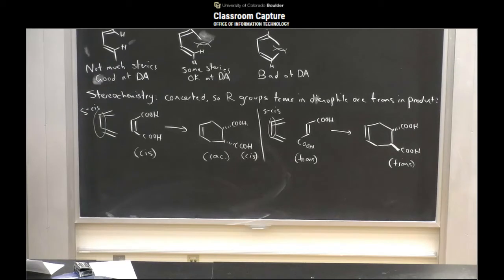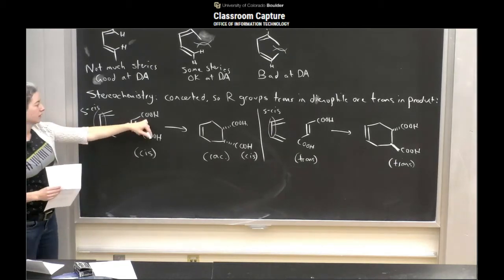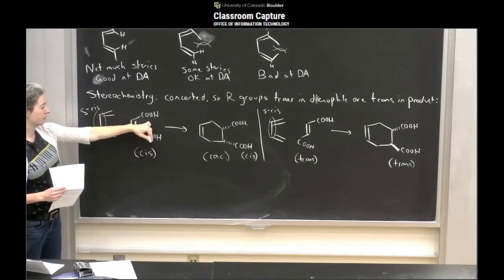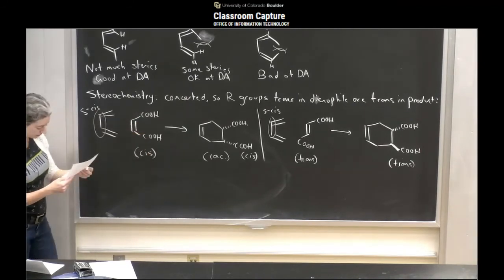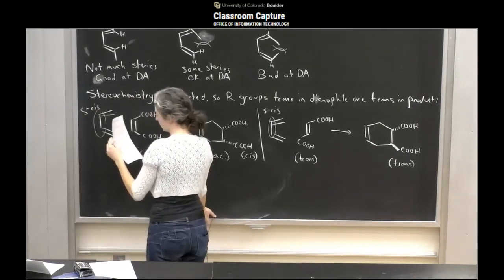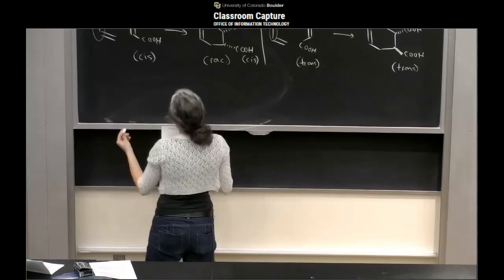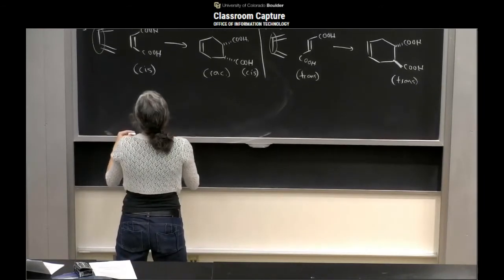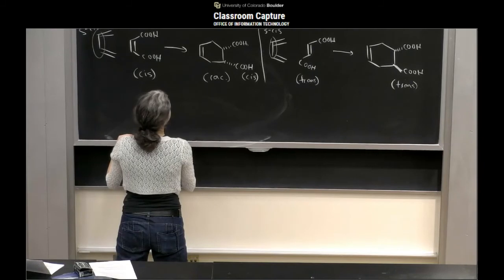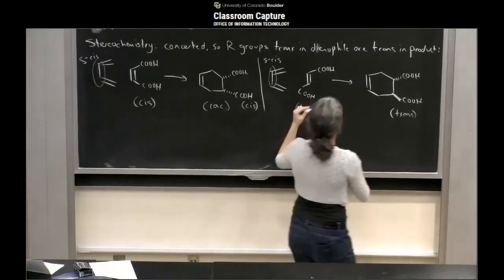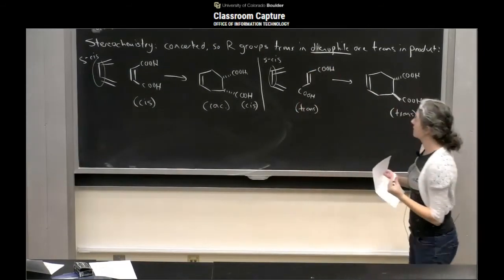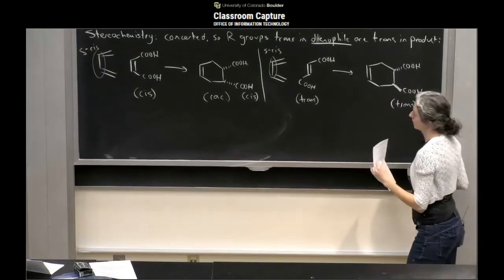Okay, so any other questions about the dienophile geometry and how that pans out? Okay, cool. So basically, groups on the same side in the dienophile end up on the same side in the product. Okay. Let me actually highlight that. So this is dienophile geometry that we're looking at.